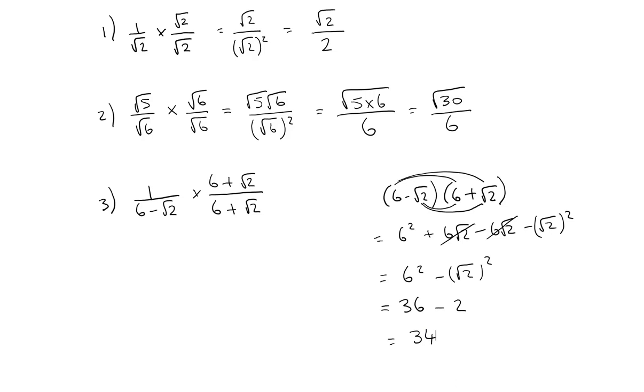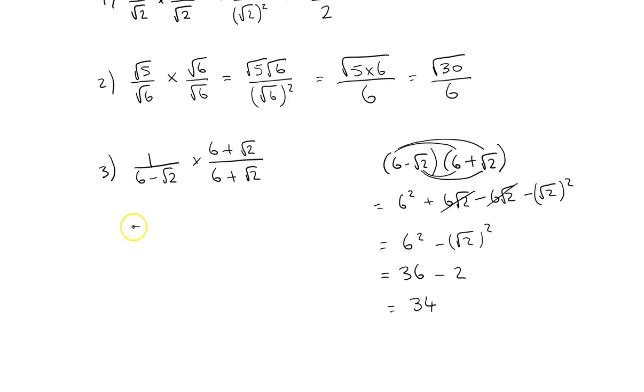So let's now use this over here to work out our fraction. So we've got 1 times 6 plus root 2 on top, and the denominators multiply out to give us our difference of 2 squares, which I'm just going to write as 36 minus 2 to start with. So we've got 6 plus root 2 on top divided by 34. And that is our original fraction with the denominator rationalised.